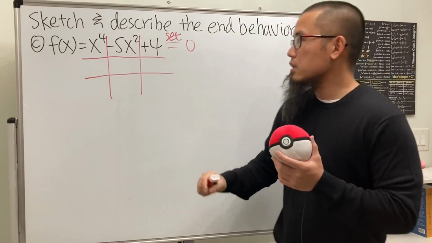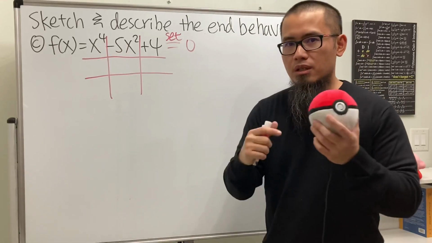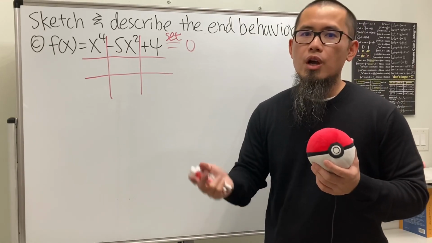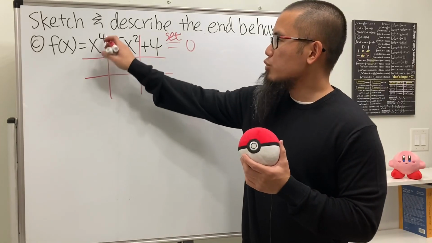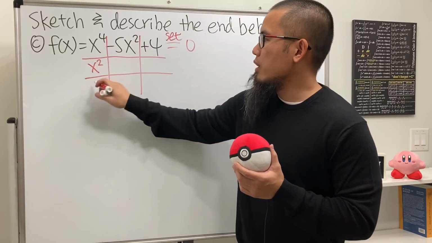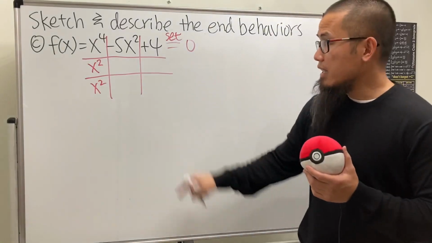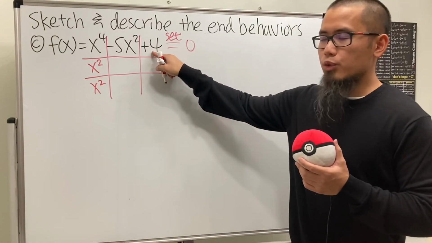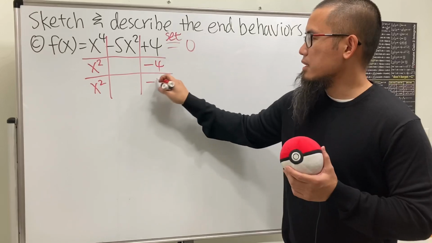And notice that this right here is actually a quadratic in terms of x squared. What I mean by that is, you see x to the fourth power, we can factor that as x squared times x squared. And then if you look at the plus 4 right here, I'm going to write it as negative 4 times negative 1.